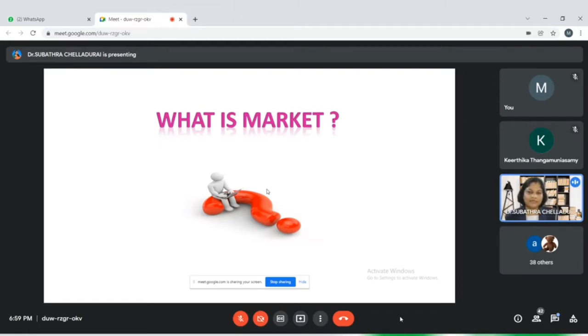Product na enna? Product na porul. அது விற்க முடியணும் மார்க்கெட்ல. Some goods we call free goods and some goods are economic goods. And economic goods are marketable. Movable and marketable. The one which is movable can only be marketable. எது நமக்கு ஒரு இடத்துல இருந்து இன்னொரு இடத்துக்கு எடுக்க முடியுமோ அதை மட்டும் தான் விற்கவும் முடியும். So this is all about product and market.